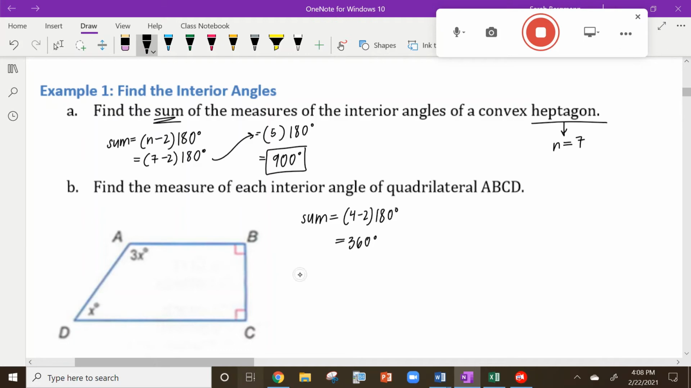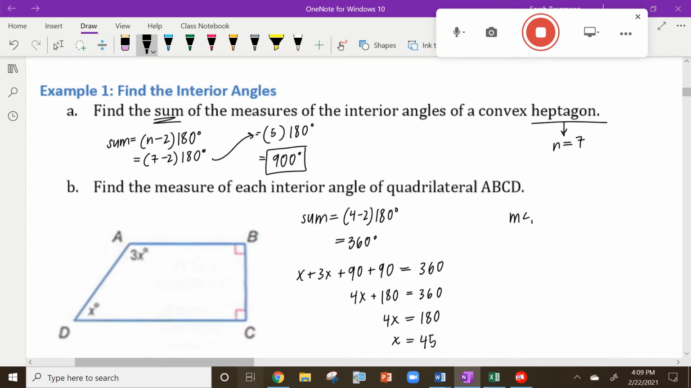So I know that all these angle measures, x, 3x, 90, and 90, altogether, each of these interior angles adds up to 360 degrees. So now I can solve this equation. I'll combine like terms on the left side first. Next, subtract 180 on both sides. And finally, divide both sides by 4 to get x equals 45.